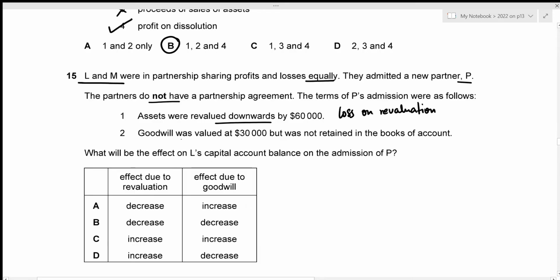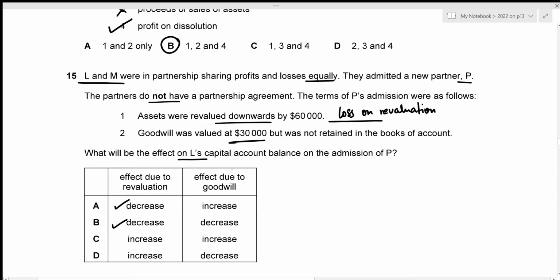And then the goodwill was valued at 30,000 but was not retained in the books of accounts. We now need to figure out the effect on L's capital account balance on the admission of P. So the effect due to revaluation is that we already figured out it is a loss on revaluation, which will deduct the capital account balance, right? So that is a decrement, which is given in A and B.